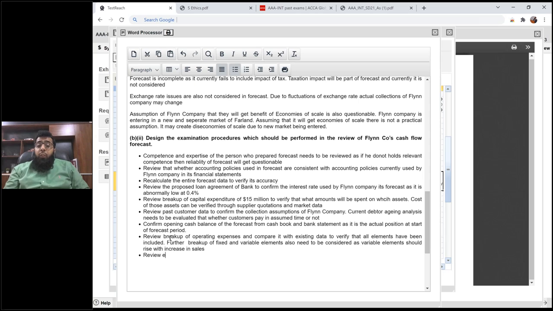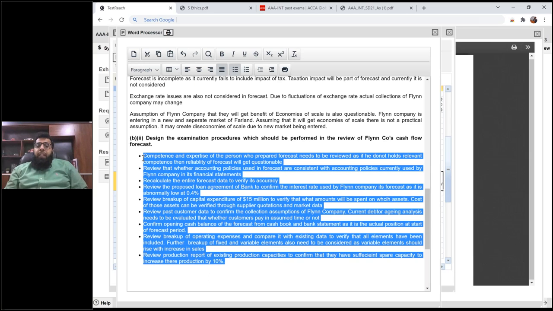Okay. Review the production report of existing production capacities to confirm that they have sufficient spare capacity to increase their production by 10%. Then you can also ask the management about their assumption behind economies of scale, and their assumption behind growth in sales. There can be many procedures, but since he asked only 9, so 1, 2, 3, 4, 5, 6, 7, 8, and 9. Okay. Are you people getting it?